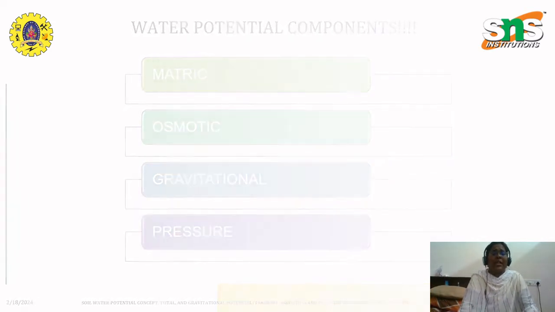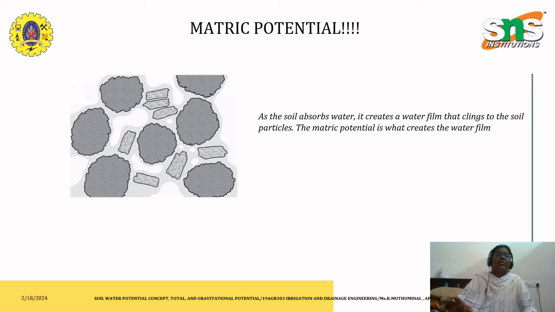First one is the matric water potential. As I have shown in this figure, whenever the soil absorbs water, it creates a thin film around the soil particles, and the matric potential is what creates that thin film. It is trying to replace the air with the help of the thin film surrounding the water as a protective layer. This is caused by the matric potential and is indicated as phi m.